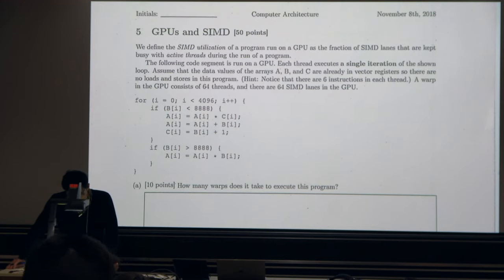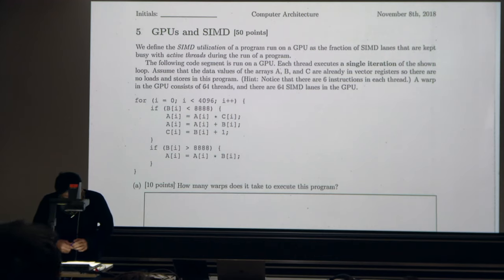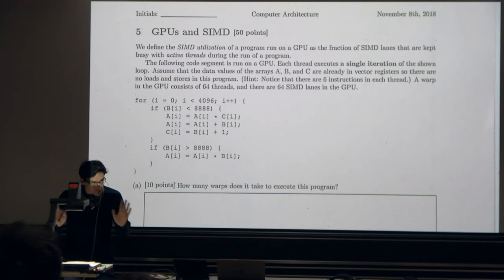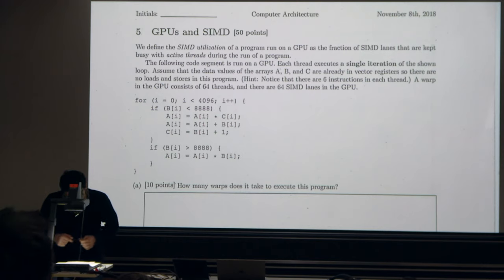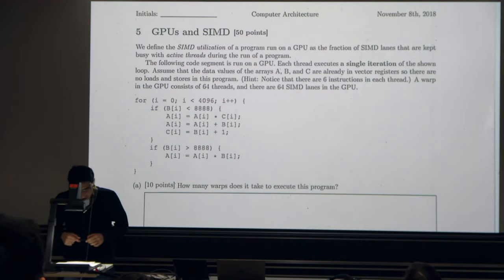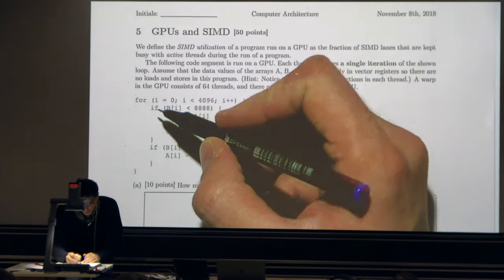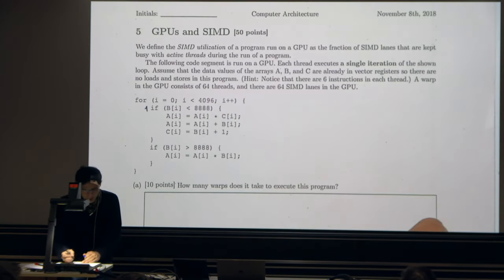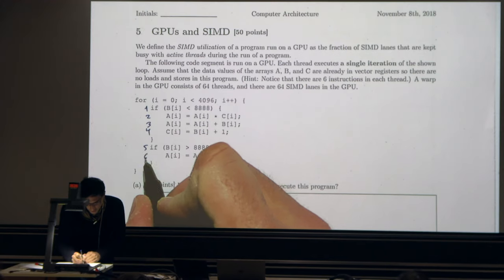The following code segment is run on a GPU. Each thread executes a single iteration of the shown loop. Assume that the data values of the arrays A, B, and C are already in vector registers, so you don't need to worry about memory accesses. And it gives us one hint. There are 6 instructions in each thread. I will tell you now how to count these 6 instructions. A warp in the GPU consists of 64 threads, where there are 64 SIMD lanes in the GPU. So the 6 instructions are: this is the first one, this if. Then we have 3 instructions inside the first if statement. Then the 5th instruction is the second if, and this is the 6th, right?